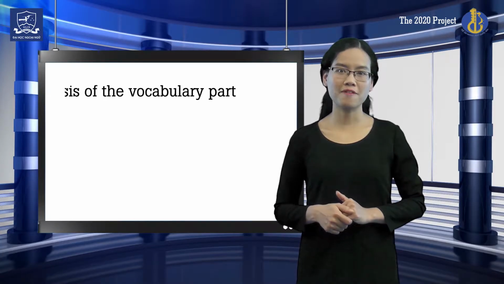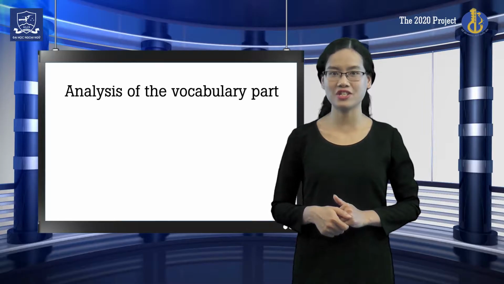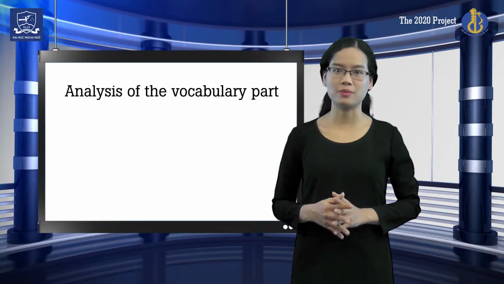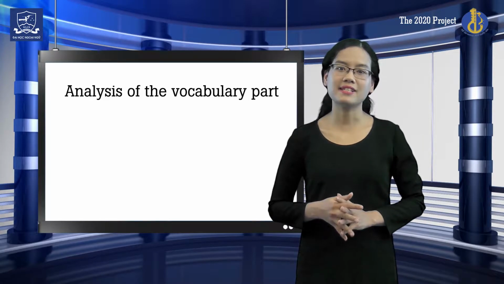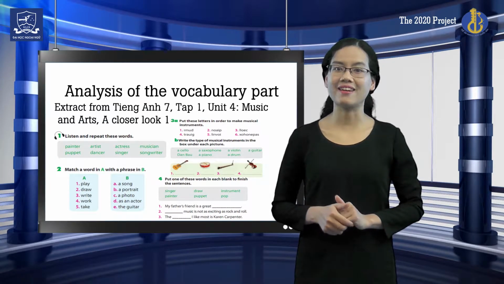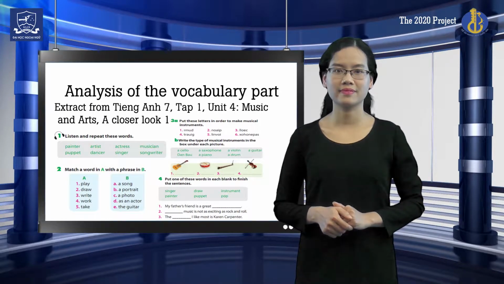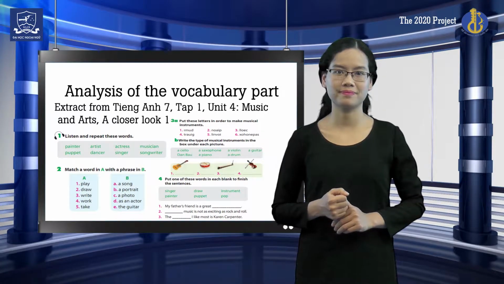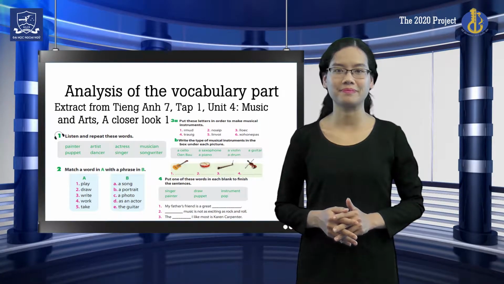So, we have just together reviewed some principles and techniques in teaching vocabulary. Now, let's have a look at the section we are going to have a lesson plan for. This is an extract from Tiếng Anh 7, Tập 1, Unit 4, Music and Arts. Lesson A Closer Look. This section deals with vocabulary and pronunciation. In the vocabulary part, there are 4 tasks, as you can see.